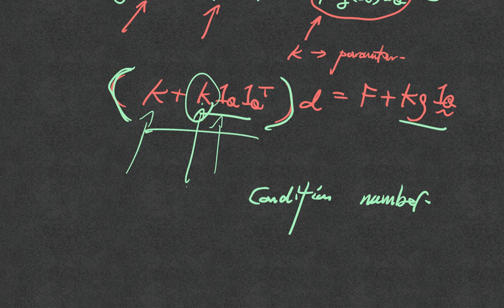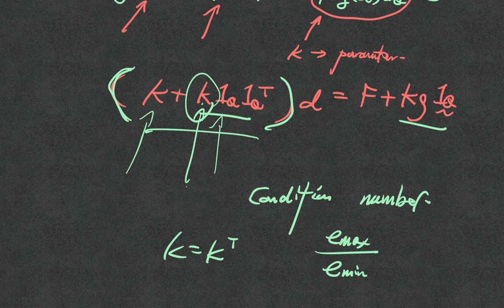So how many of you already know what a condition number is? The condition number is the largest singular value divided by the smallest singular value, and the singular values come from the symmetric part of the matrix. You can also think of it this way: if K is symmetric, K equals K transpose, then the condition number is simply the maximum eigenvalue divided by the minimum eigenvalue. And if your system of equations is positive definite, the condition number is always positive.